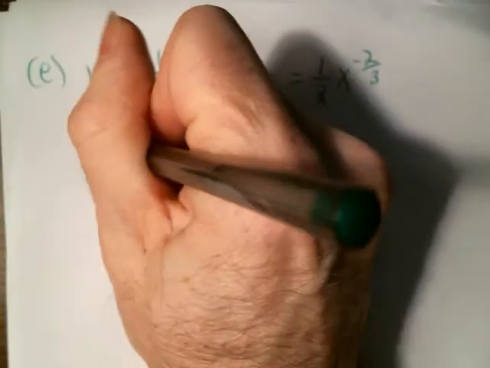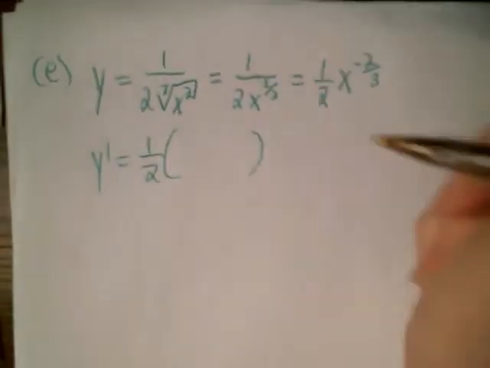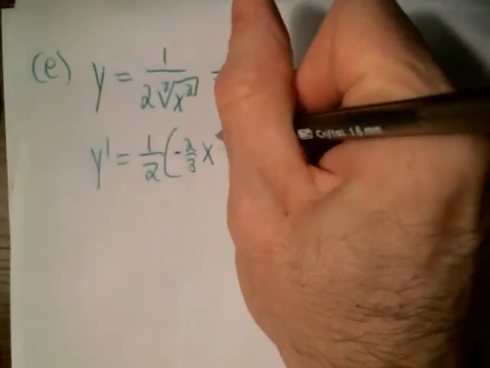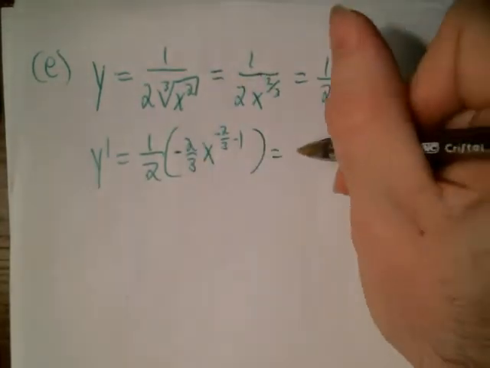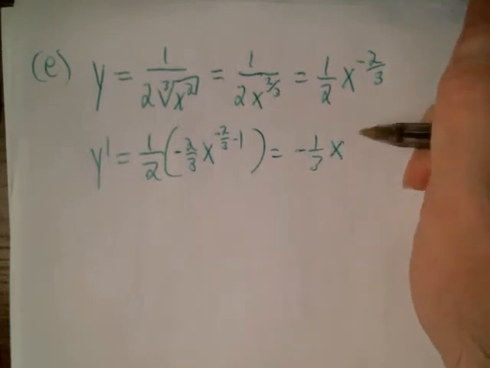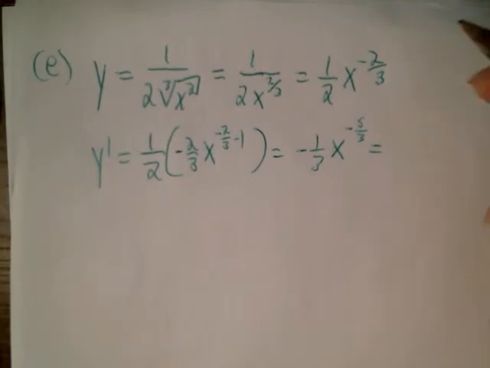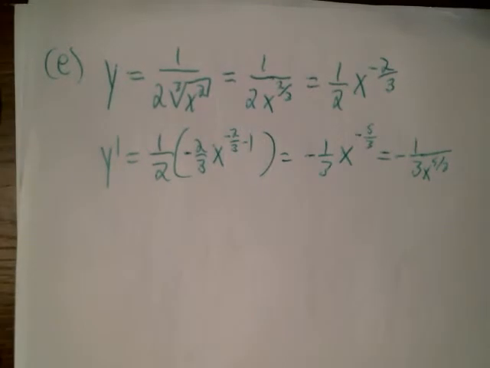For the derivative, leave the constant alone, the 1/2. Maybe I'll leave some room for the derivative. So bring down the negative 2/3, x to the negative 2/3 minus 1. Negative 2/3 times 1/2 is negative 1/3. x to the negative 2/3 minus 3/3 is negative 5/3. So it's negative 1/3, and we could bring this downstairs: negative 1/3 x to the 5/3. I'll probably just leave it like that. No sense in going back to the root symbols.